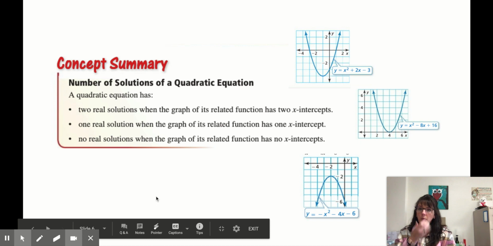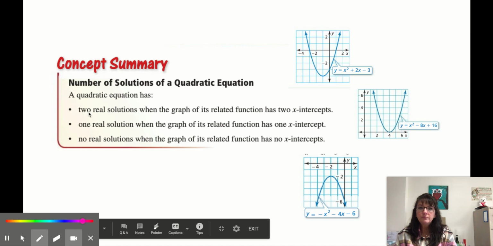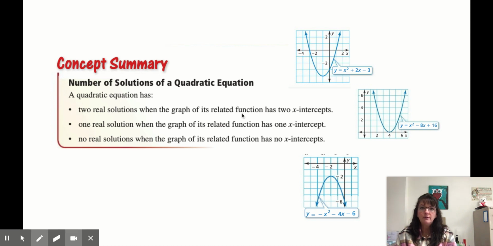So just to summarize, we have the number of solutions of a quadratic. You get 2 real solutions when the graph and its related function has 2 x-intercepts, like right here and right here. This is an example of 2 real solutions. Okay, you get 1 solution when the vertex is basically on the x-axis. One real solution in this graph.